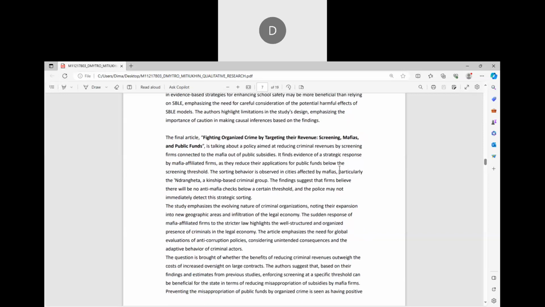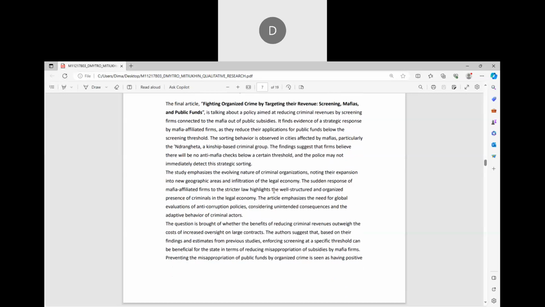And the final article, Fighting organized crime by targeting their revenue, screening mafias and public funds, shows that while the frontal approach to fighting crime that police usually employ works at first, it eventually makes the criminal organizations lay low and hide their financial and criminal activity. The more careful approach has also shown that while it works better at targeting finances, public image, and other things associated with, for example, mafia, eventually criminal organizations will just adjust their activity and their profile to such an extent that they can no longer be legally caught.